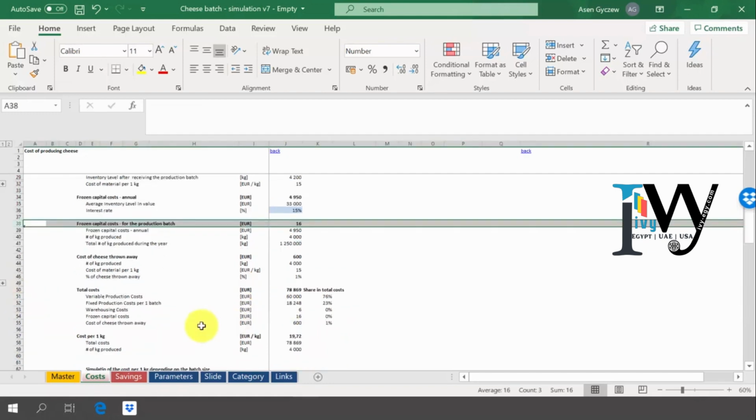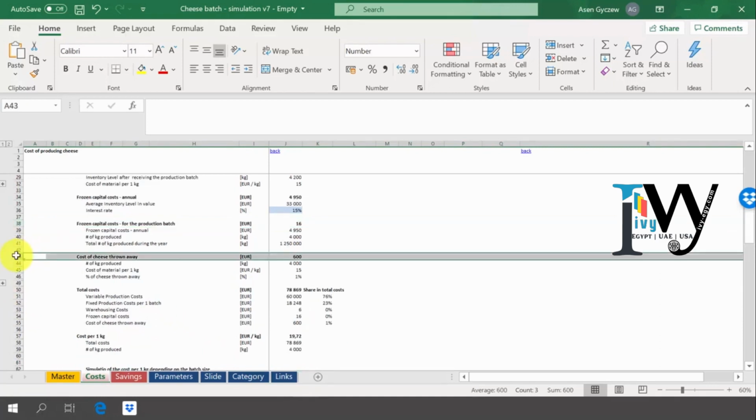And the last thing we have to take into account is the fact that if we keep too much stock, we may throw it away because of unplanned things happening to it. It may be damaged by people or by animals or by some natural cause.